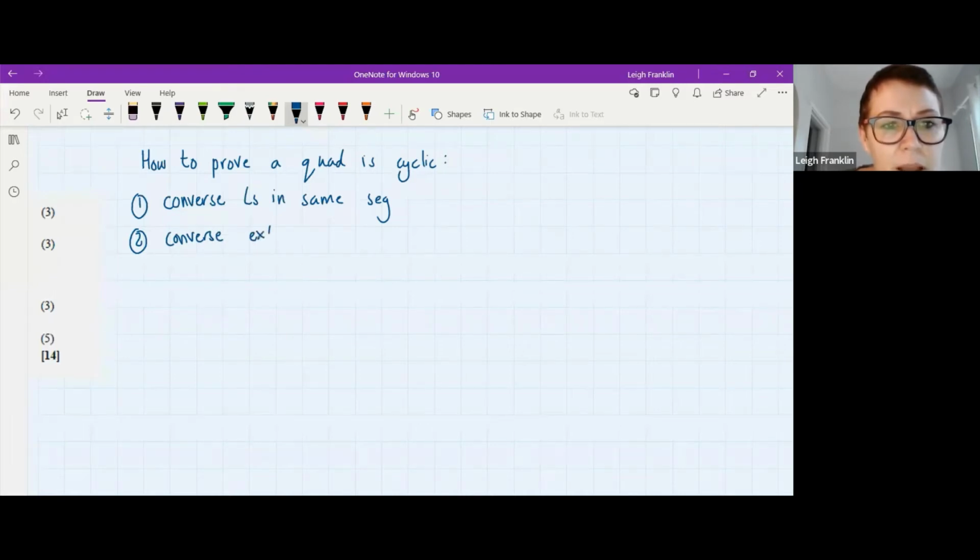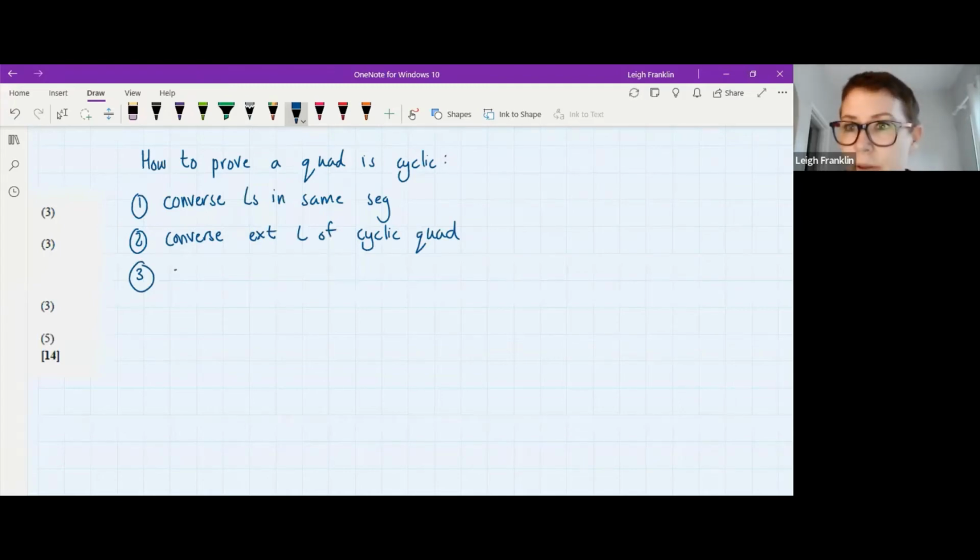The other way that we can prove it: converse exterior angle of cyclic quad is equal to the opposite interior angle. Quite right, Coco. And then the last reason is? Converse of opposite angles of a cyclic quad. Perfect, or supplementary. Good, Anza, that's lovely.